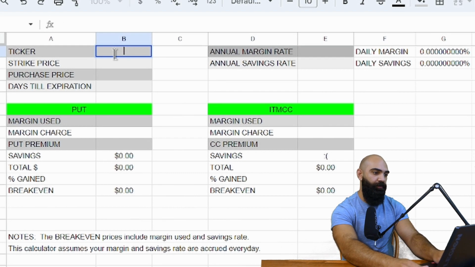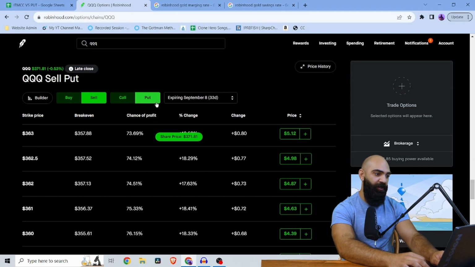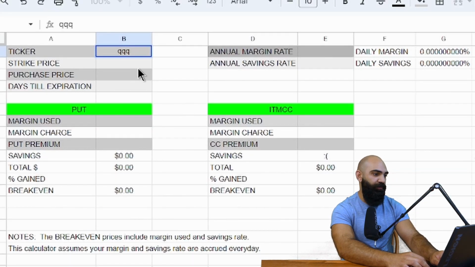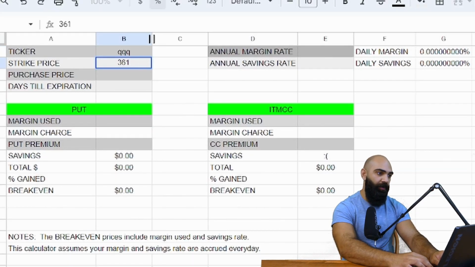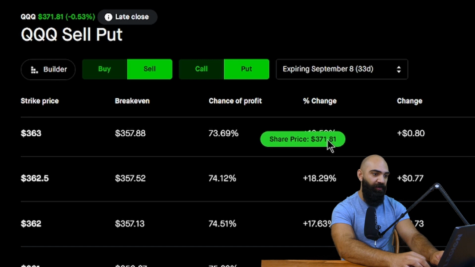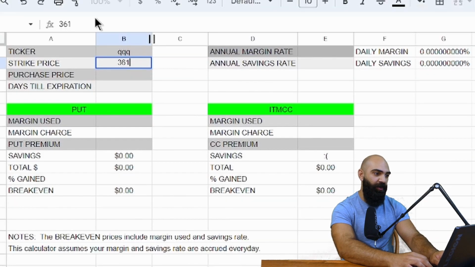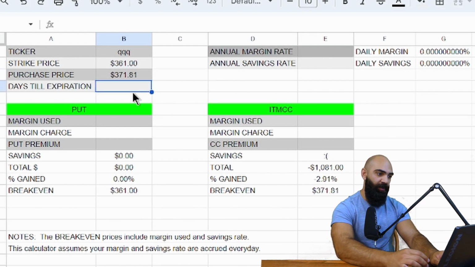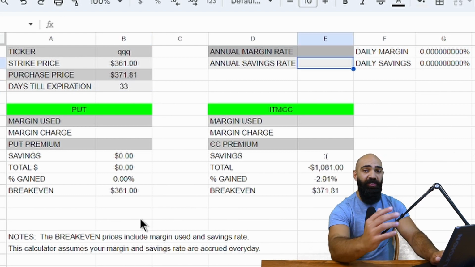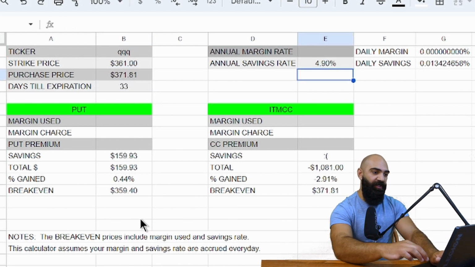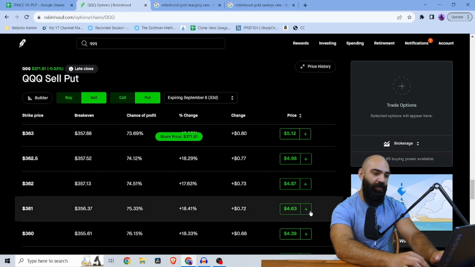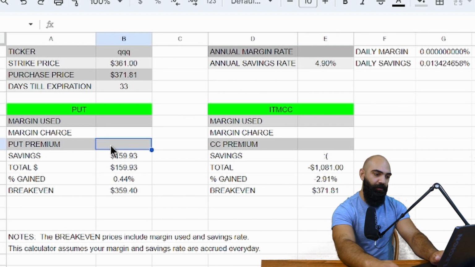QQQ. Our strike price we're going to choose is, let's do 361. And our current purchase price is 371.81, and we're 33 days out. And then let's go up to our savings rate. We're just going to use the Robinhood example again, 4.9%. And our put premium was $463.